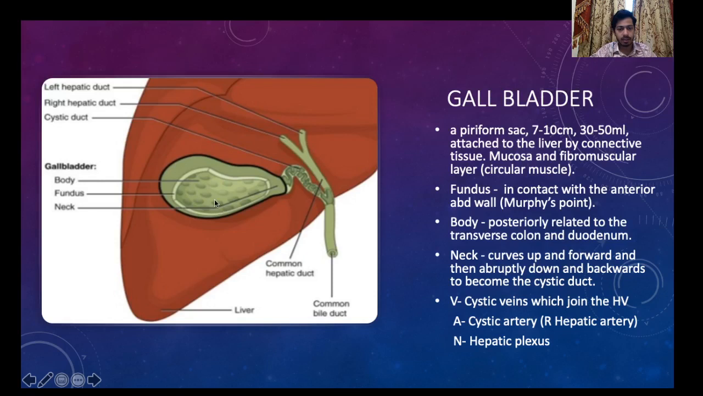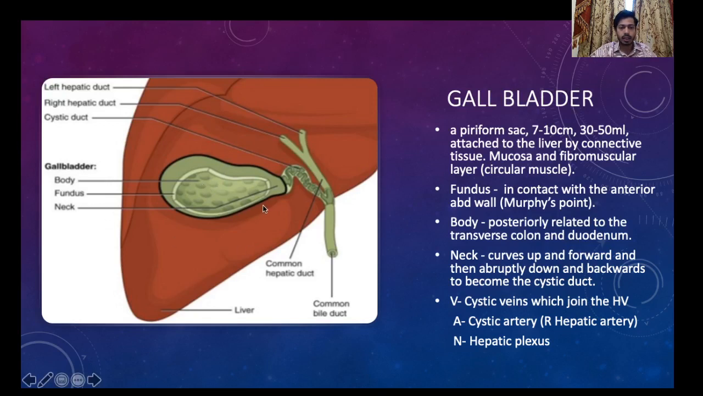Like I said, it's made up of the fundus. So your fundus is here, and this fundus is in contact with the abdominal wall, and this point is known as the Murphy's point. So if you have inflammation or stones causing the inflammation, you can sometimes have a painful gallbladder or a painful right upper quadrant. And when we palpate under the inferior margin of the right ribs, we can feel the fundus of the gallbladder. So this is an important topographical landmark for us when it comes to taking examinations.